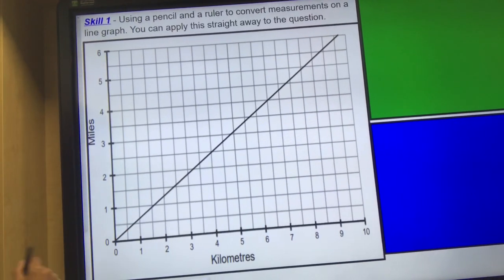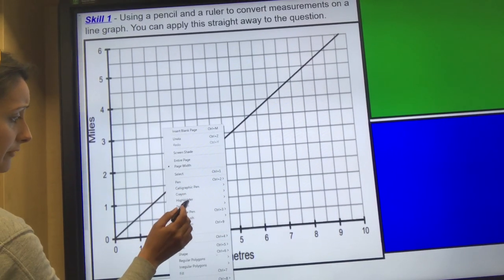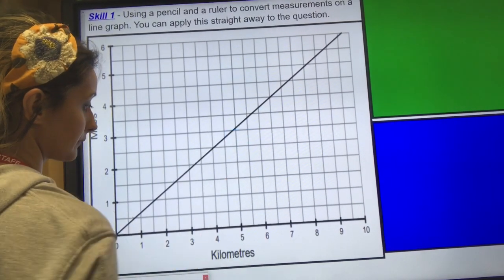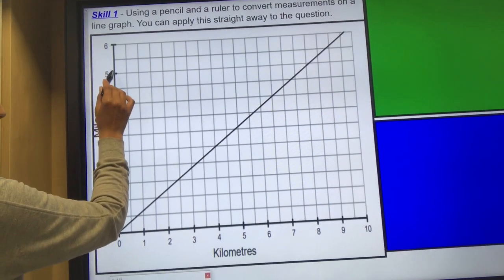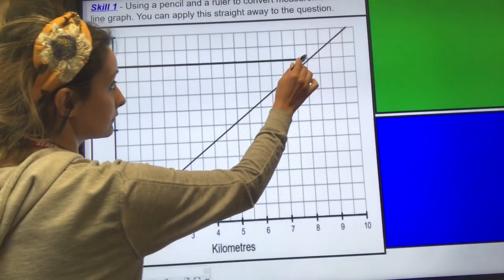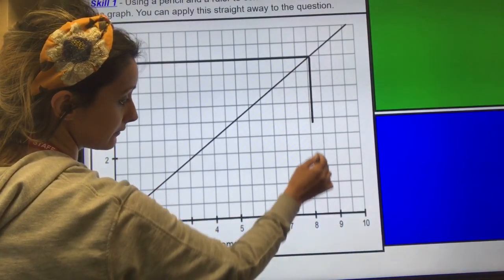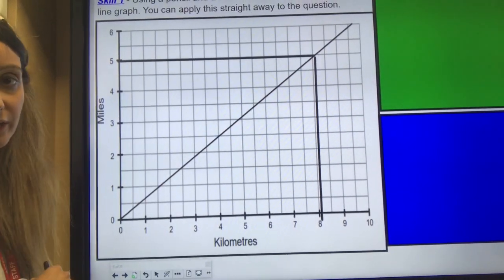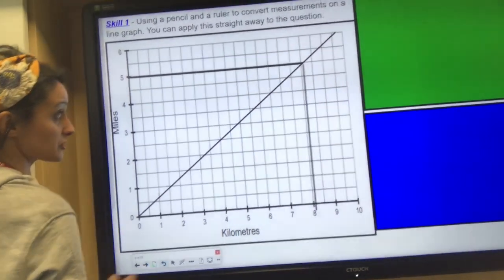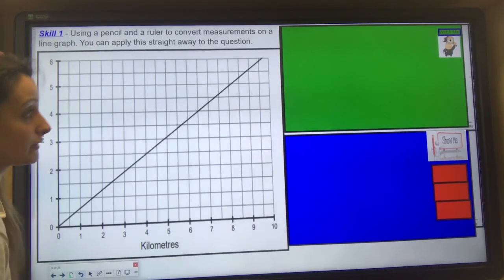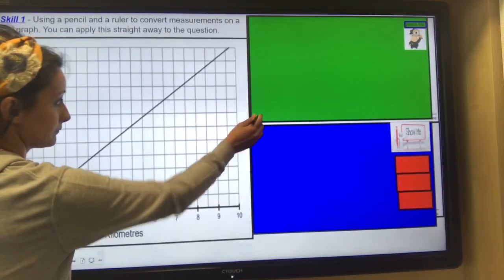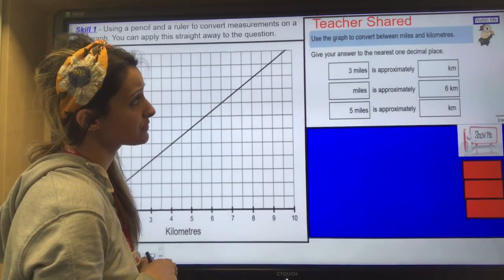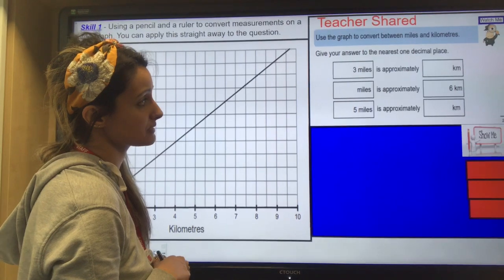And 5 miles is approximately what, Mrs. Gale? So when we have a look here, if we had 5 miles here, we can see if we went across here and down, it's just over 8, okay? So it's 8 kilometres, and that's why this is an accurate line graph in terms of those parts. So let's just take those parts off for the moment, and let's have a look at a watch me one. So, the question is as follows. Using the graph to convert between miles and kilometres, give your answer to the nearest 1 decimal place, okay?